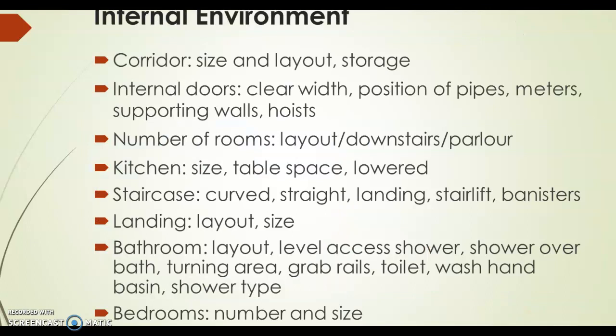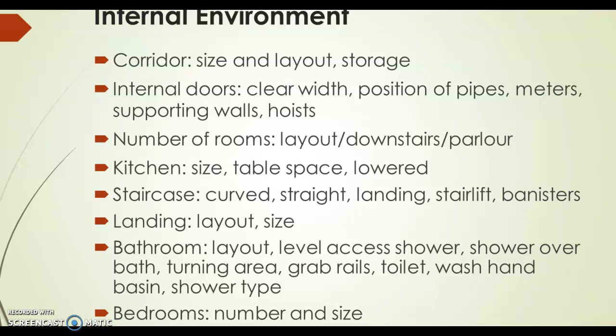So internal environment, you've got to think about the corridor, think about the size, layout and storage. So if they're walking with a walking frame, let's say, or any other walking aid, thinking about what turning space they've got. Internal doors, think about the width. You've got to think about position of pipes. So if you're going to be putting grab rails or any kind of fittings on the wall, you've got to think about what's maybe behind the wall. Got to be plumbers as well as everything else. Think about supporting walls and hoists.